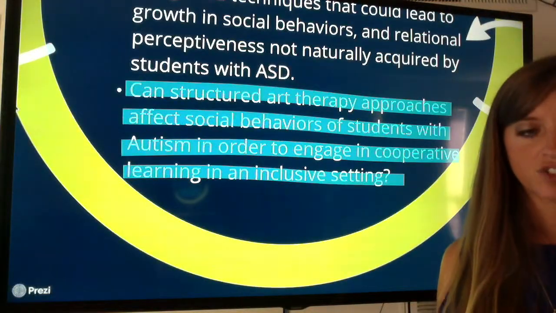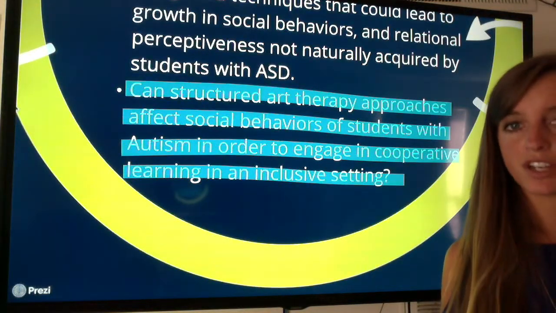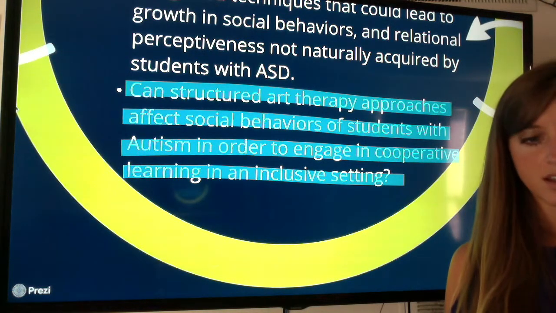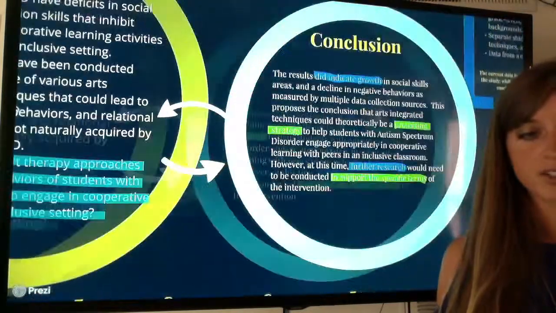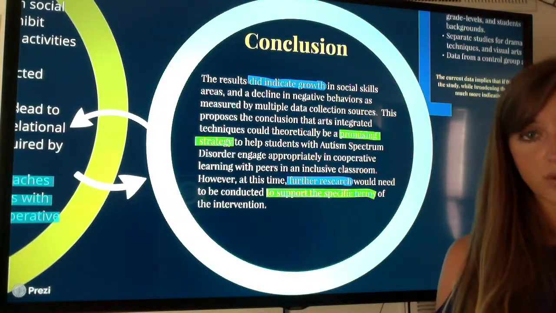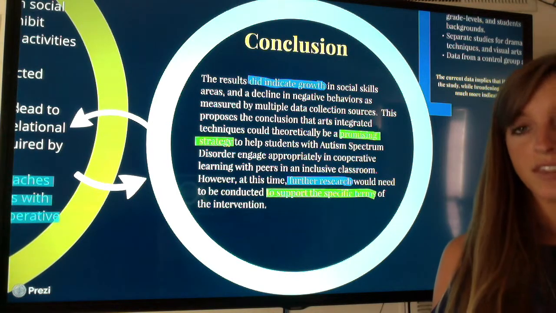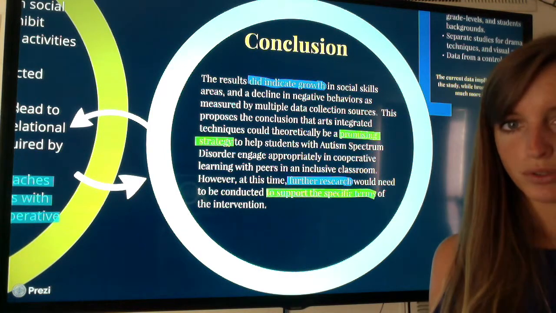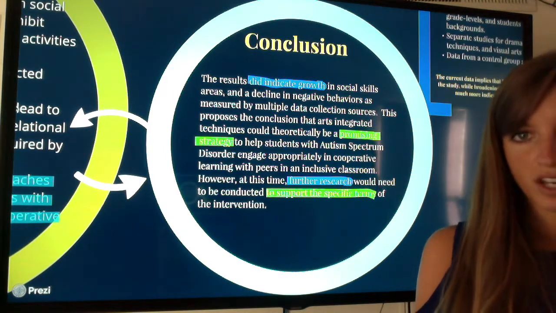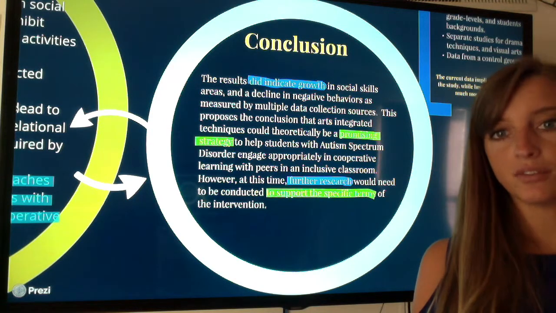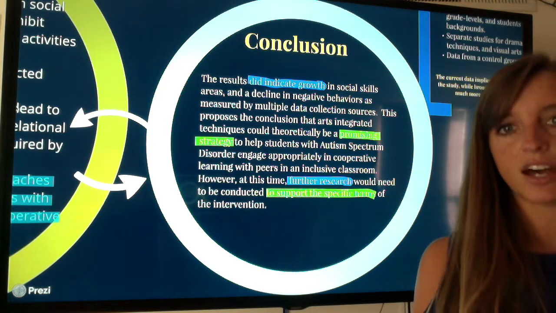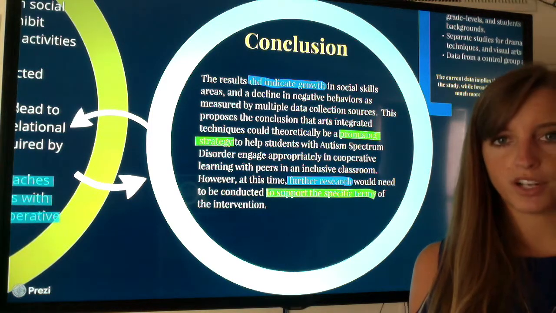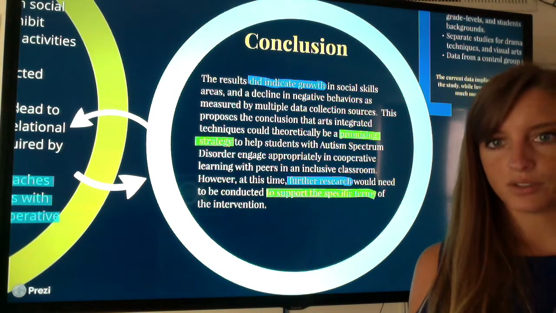So back to the original question: can structured art therapy approaches affect social behaviors of students with autism in order to engage in cooperative learning in an inclusive setting? As a conclusive answer, I would say that the results did indicate growth in the social skills areas and that negative behaviors did decrease as measured by those multiple data collection tools used. This proposes the conclusion that arts integrated techniques could theoretically be a promising strategy to help students with autism spectrum disorder engage appropriately in those cooperative group learning sessions with peers in the inclusive classroom.